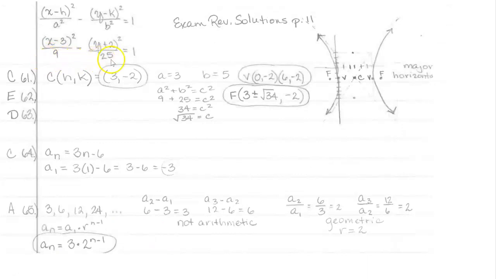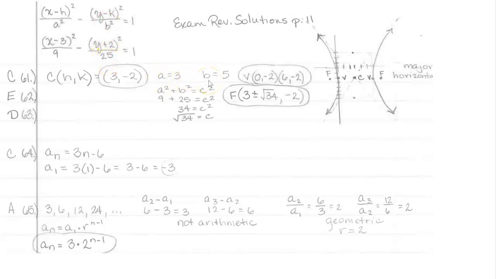All right, for 61 through 63, they give us this equation, and they ask us to find the center, the foci, and the vertices. All right, so first off, if I line this up with the equation from up above, I can see that my major axis is going to be horizontal, because with the hyperbola, the major axis is always the positive one. And so x is positive, y is negative. So you can see h is going to be 3, k is going to be -2. So there's my center. And you can see a is going to be 3, and b is going to be 5.